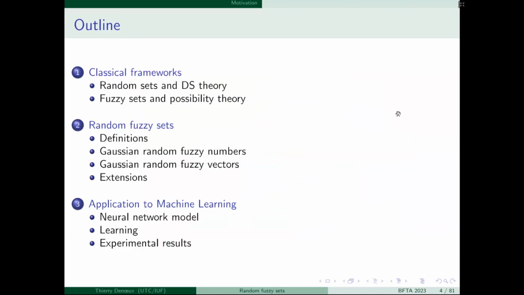So we want to apply this model to some practical applications. I will describe such practical models, and then in the third part of my talk, I will show an application to machine learning. I will show you a specific neural network model, which is based on this random fuzzy set. It gives, as a prediction, a belief function, but for a regression problem. So a belief function on the set of real numbers, not a belief function on a finite set, as we have seen in classification or clustering.